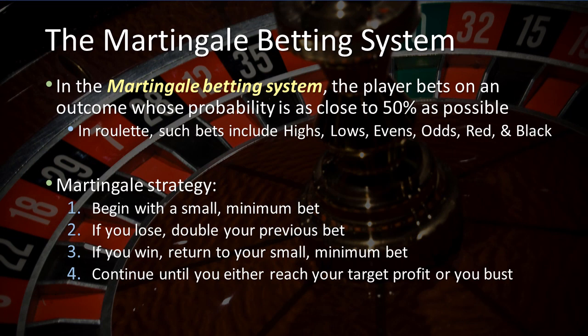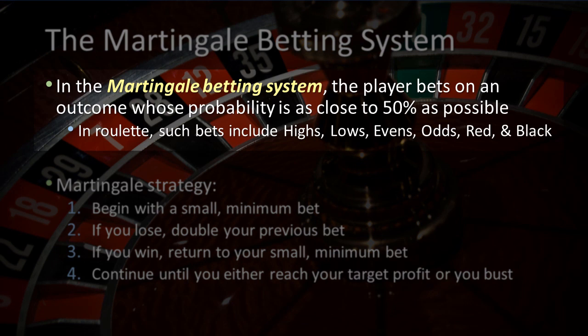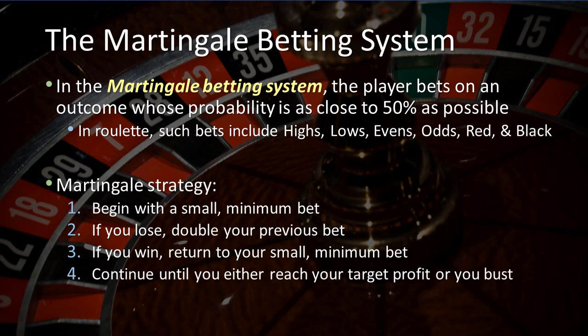Now that we understand how roulette works, let's take a look at the Martingale betting system. The Martingale system is a betting strategy that was developed several hundred years ago. In this system, the player always bets on an outcome whose probability is as close to 50% as possible. In roulette, these are the even money bets, which include highs, lows, evens, odds, red, and black. It doesn't matter which of these options the player chooses, since they all have exactly the same probability of winning.